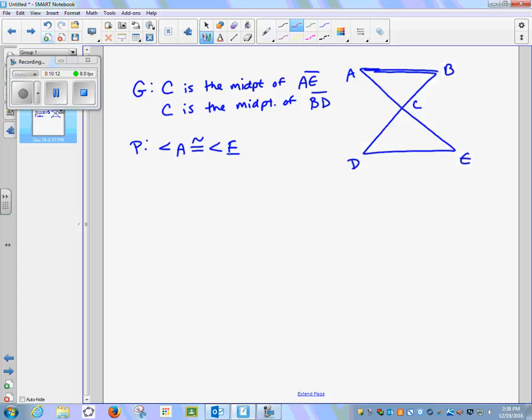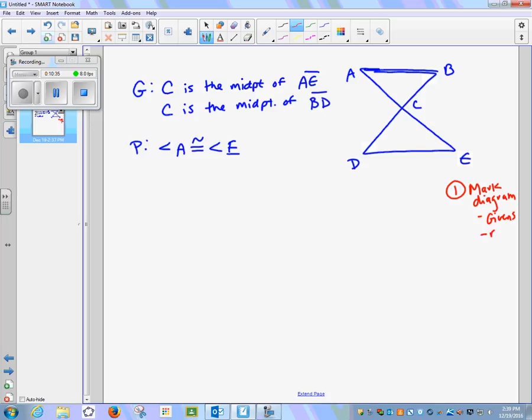Okay, so steps for solving a proof or writing a proof. First, what's the first thing we should do? Yep, mark the diagram. Now, there's two things that you mark the diagram with. Givens and anything else that you know, right?